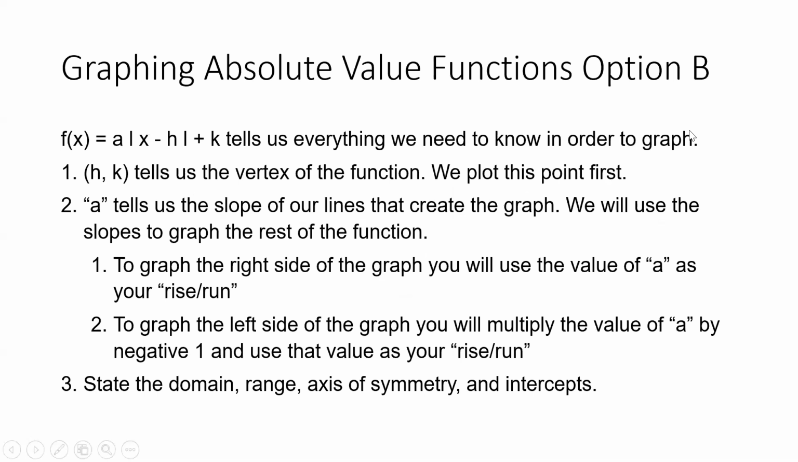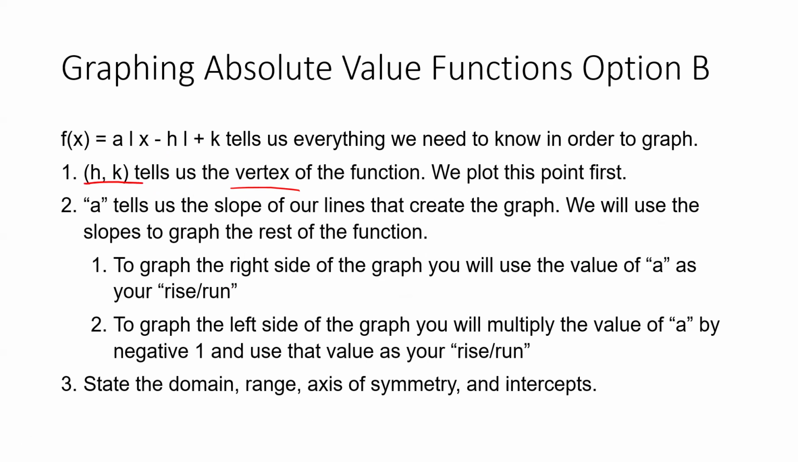Going to be talking about option B, okay? For option B, you are still going to be paying attention to your vertex, okay? Your vertex, again, is your H and your K, and your H is always the opposite of what you think, right? If you want to assume that it's negative, but it's actually going to be positive, HK remains our vertex. And that's going to be the first thing that we plot, okay?